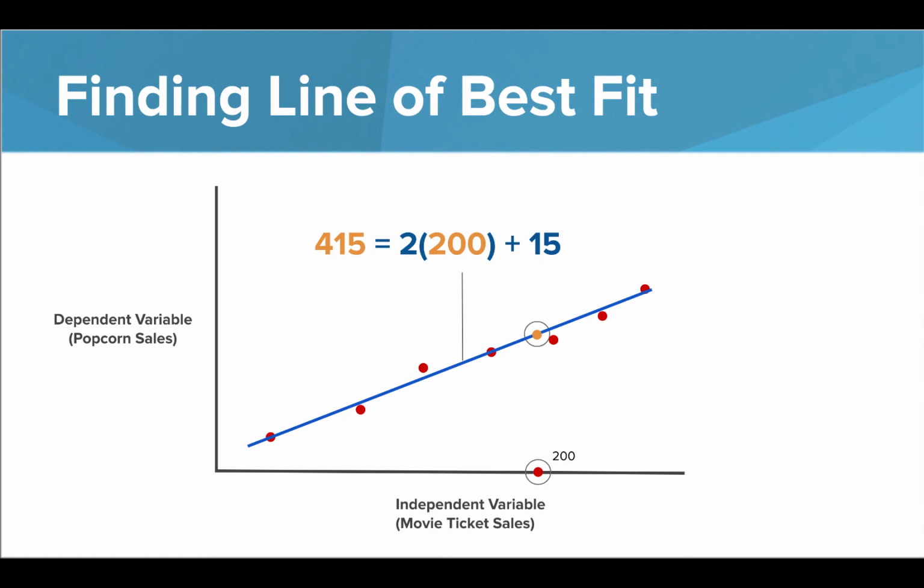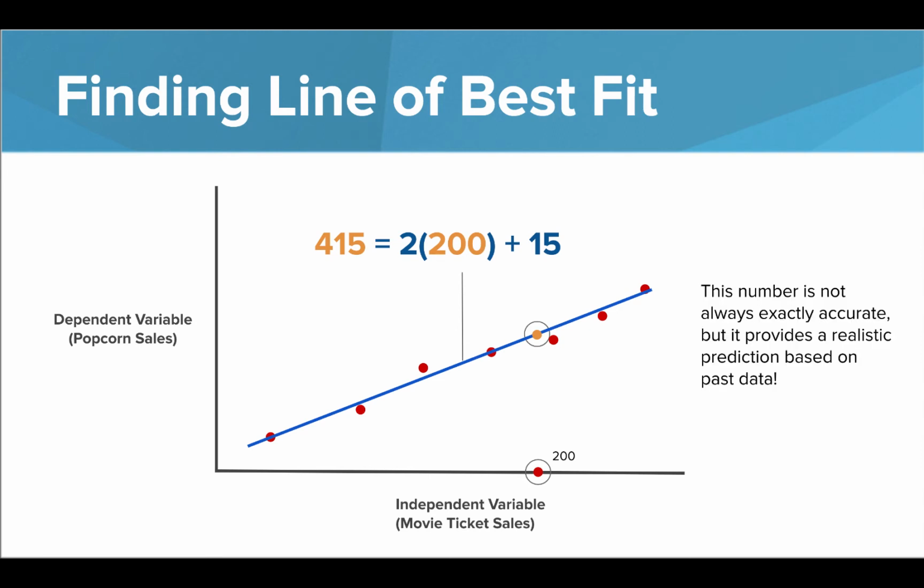This indicates that the linear model predicts that 415 bags of popcorn will be sold if 200 movie tickets are sold. Now, it's important to know that the number that is predicted won't always represent the exact number of popcorn sold. The line of best fit is able to provide realistic predictions because it attempts to fit the data as best as possible. But even in the graph above, it's clear that some of the data points exist above and some exist below the predicted line. So while the results of a linear regression model provide pretty accurate results, they don't always predict the future.